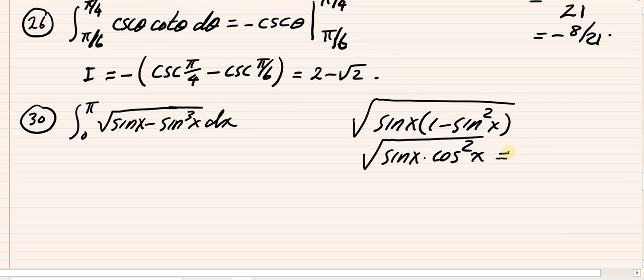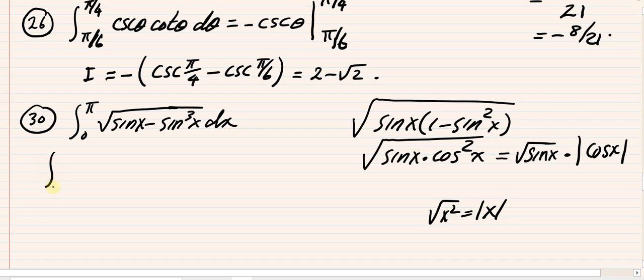When we take the square root, because we have a product in the radicand, that would be root sine x, and then the square root of cosine squared. Remember, when you take the square root of x squared, the answer is the absolute value of x. So I get the absolute value of cosine x. So our integrand reduces to the square root of sine x times the absolute value of cos x dx.